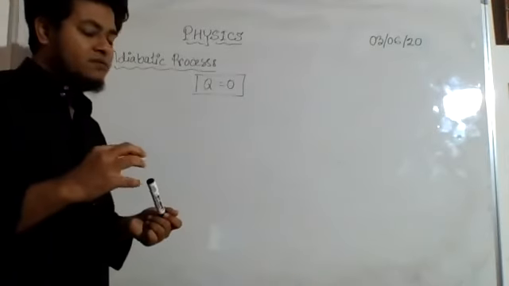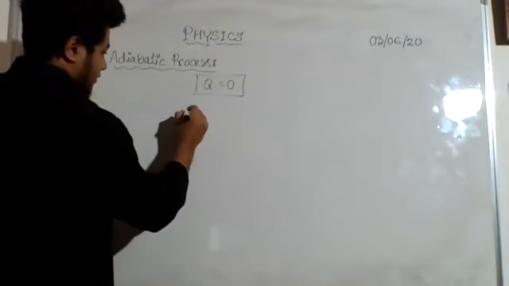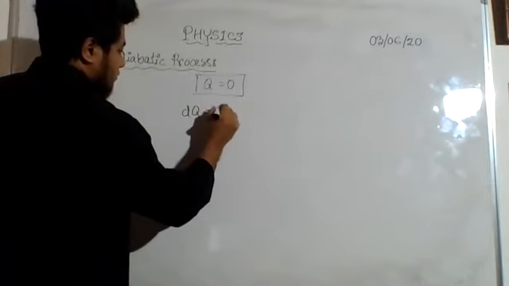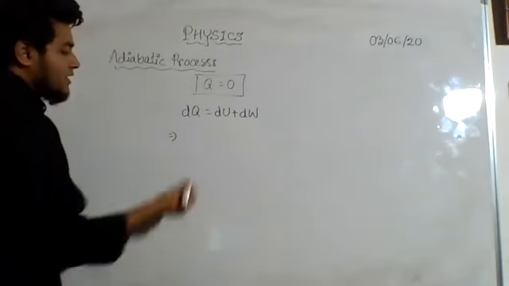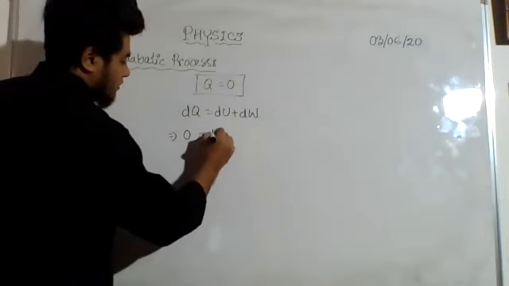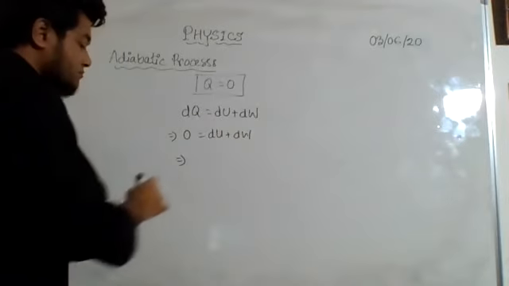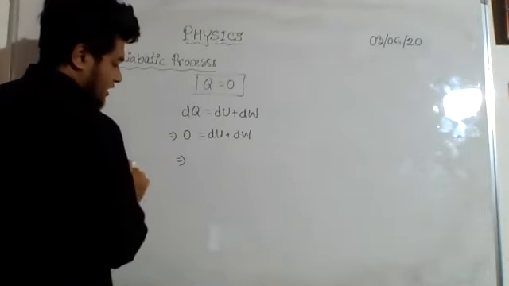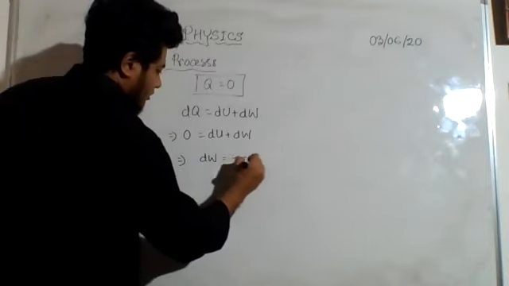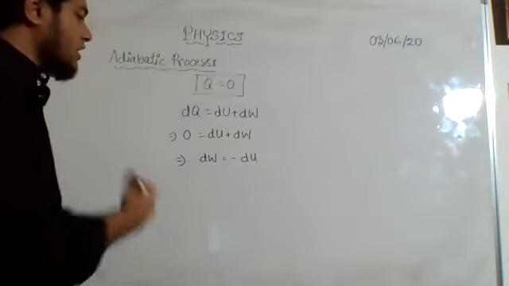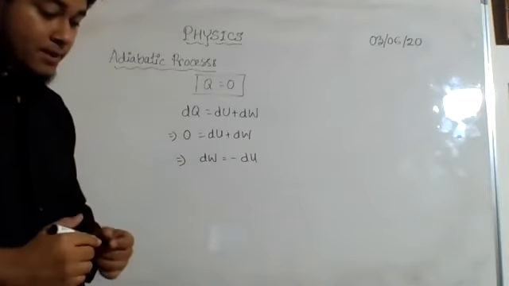Now I already gave you a little bit of idea about this. We know that dQ is equal to dU plus dW. So if I'm not supplying any heat, dQ will be 0, then dU plus dW will be 0. Then if I change the side now, what will happen? dW will be equal to minus dU. If you change any one of them, one of them will become minus.